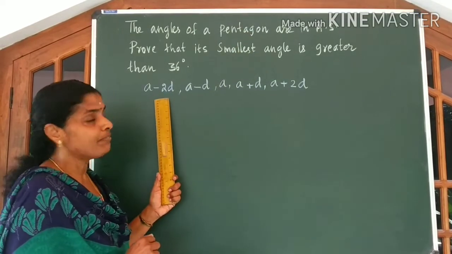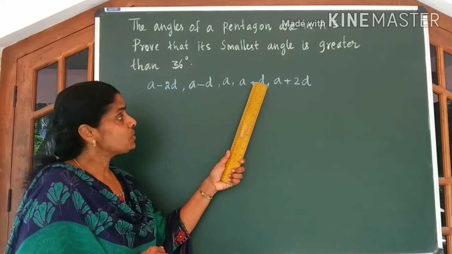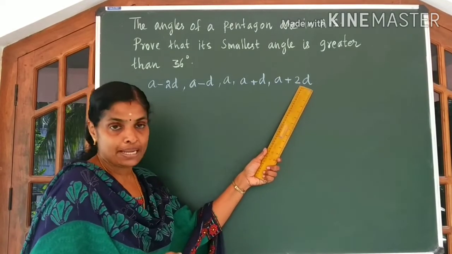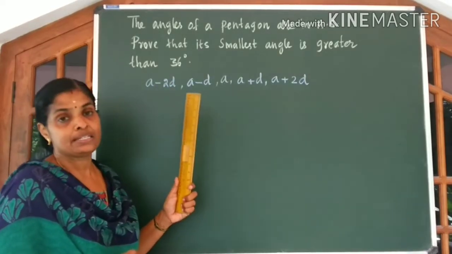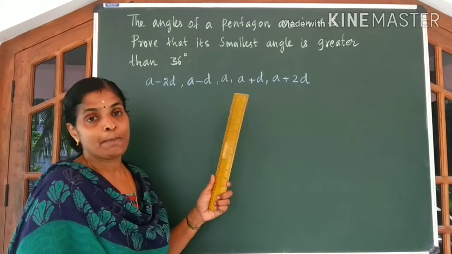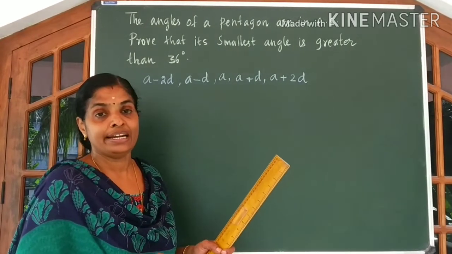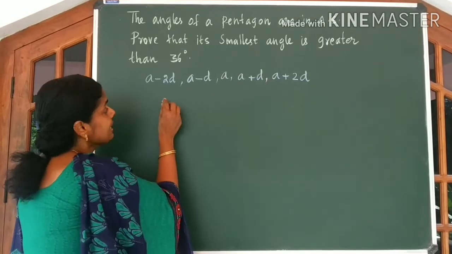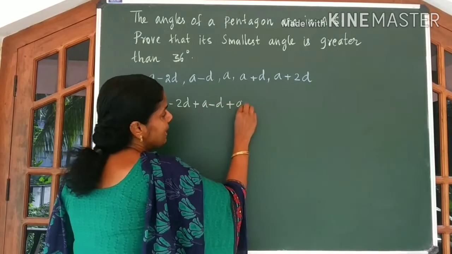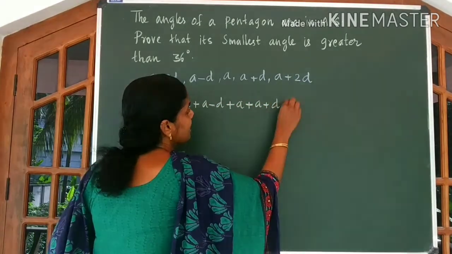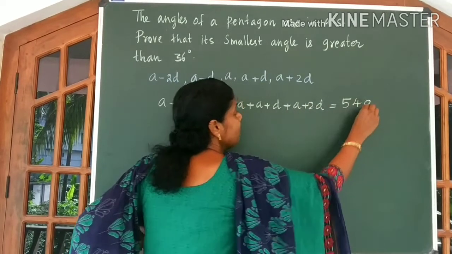So, I took the 5 angles to be, see the middle angle I took as A. So, you get A plus D, A plus 2D, and before that, A minus D and A minus 2D. Now, what do you know about the sum of all angles of a pentagon? We know it is equal to 540. So, let us write A minus 2D plus A minus D plus A plus A plus D plus A plus 2D is equal to 540.